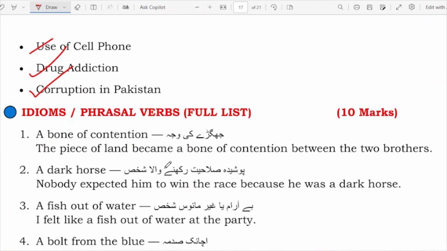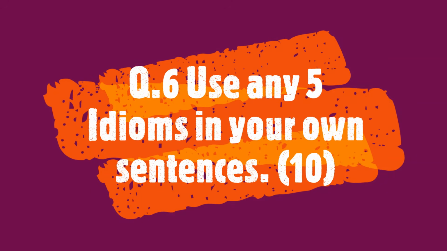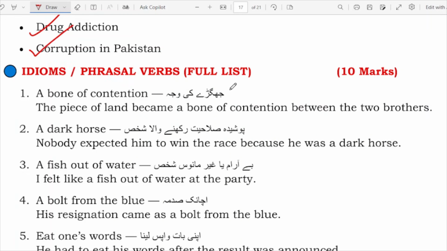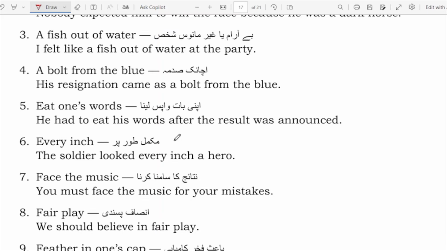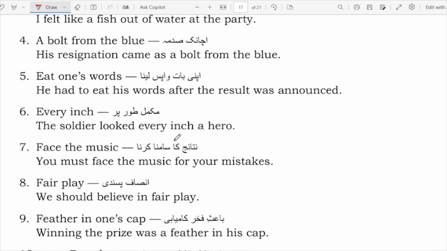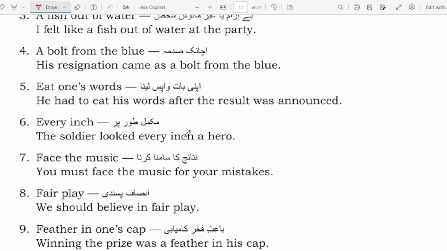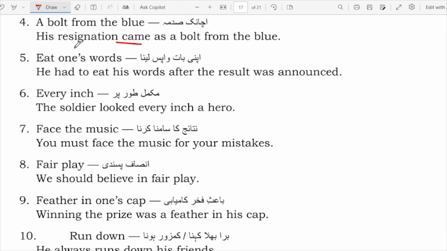And now we are talking about the next part, that is, it stands for 10 marks. You have to use 5 idioms out of 10. The first one is a bone of contention, a dark horse, a fish out of water, a bolt from the blue. His resignation came as a bolt from the blue. Write clearly, don't make any mistake in the spellings or in the tense, otherwise you will lose 2 marks. Eat one's words, and this one's is to change. Don't write these words in the sentence.